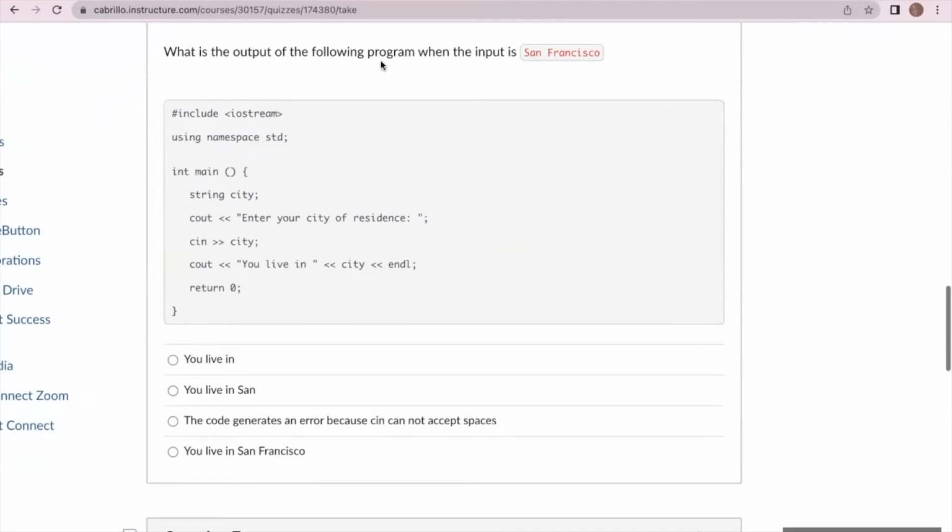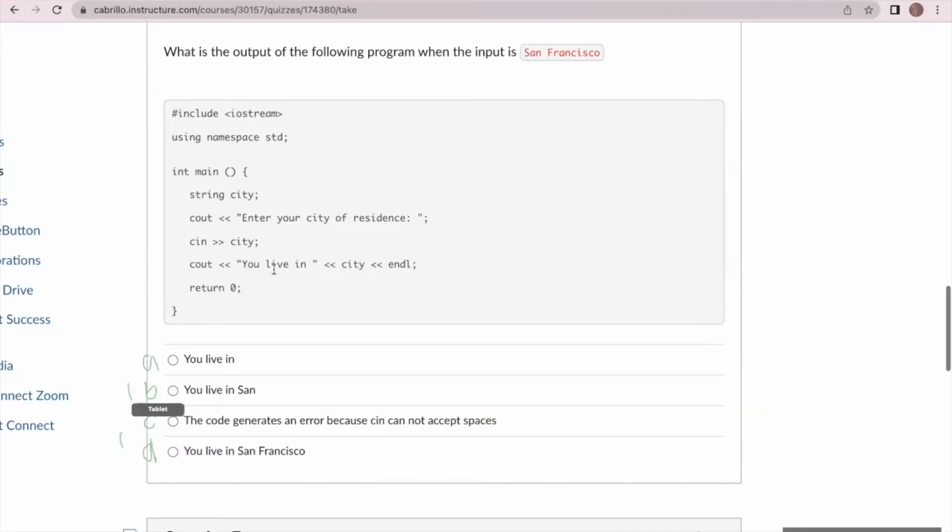What is the output of the following program when the input is San Francisco? So just to clarify, if we had the terminal over here, when we get this enter your city of residence prompt, the user entered San Francisco. All right, it looks like that's probably an answer for D, I'm going to assume. All right, so the correct answer, this is a tricky one. The correct answer is, in fact, B.